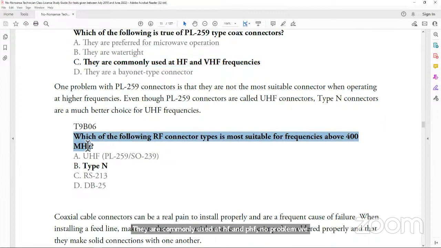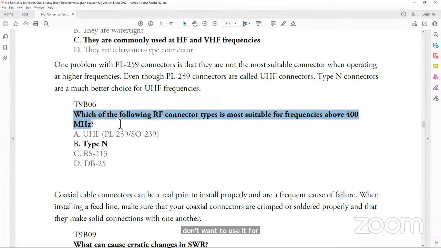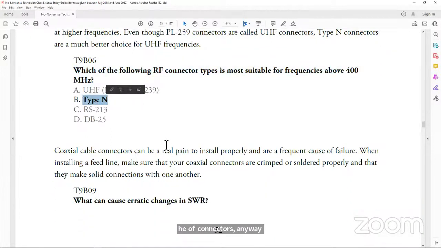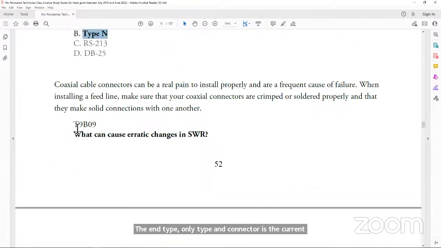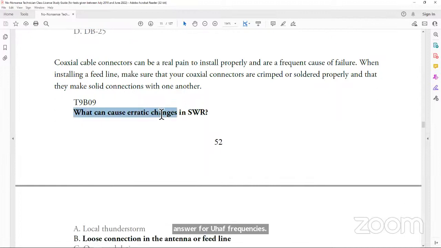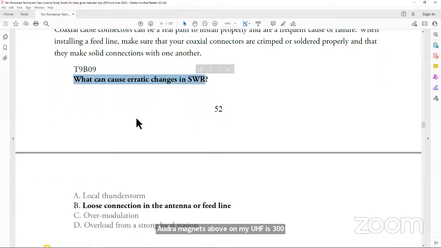For UHF, that's the next question. What do we use? Which of the following RF connector types is most suitable for frequencies above 400 megahertz? So read that as UHF and above. So it's not the PL259. We don't know what RS213, DB25 are. Those are not RF connectors anyway. The N type, or the type N connector, is the correct answer for UHF frequencies, 400 megahertz and above. Remember, UHF is 300 megahertz to 3000 megahertz, or 3 gigahertz.